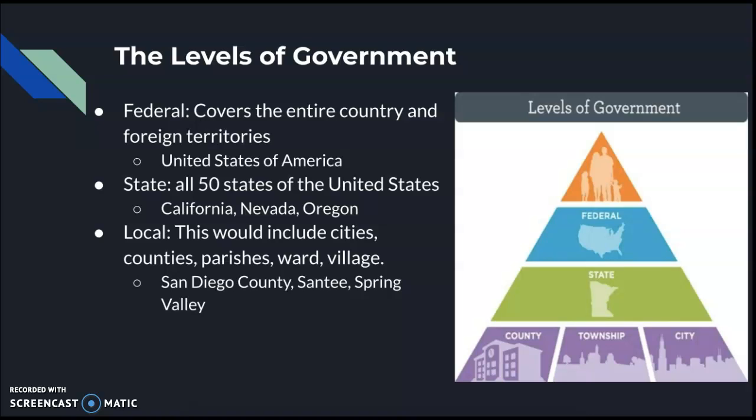And then finally, we have our local. This would be our counties, parishes, wards, villages. At the local level, every single state has its own form of naming them. For example, I have a friend who lives in New Orleans, and they call their cities or little counties wards. Same thing here in San Diego County, we have San Diego County, and then we have cities, like the city of El Cajon, city of Santee, city of San Diego, and so forth. As we can see from the chart on the right, the federal will be the top dog, then it's state, and then county, township, city. Okay? So that's it for the slides.